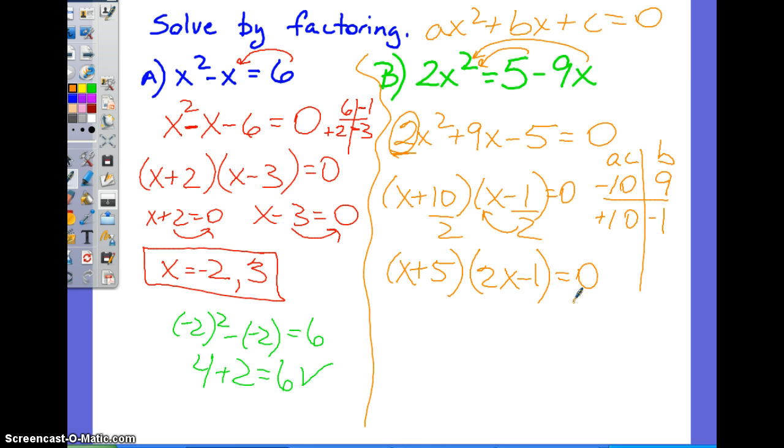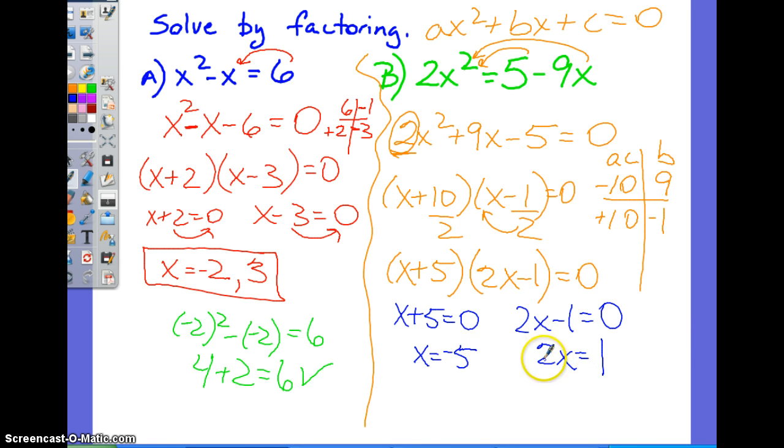Now at this point, I'm going to come back and solve. So I set each one of these equal to 0. And so I get x equals negative 5, and I get 2x equals 1. Now, I can't leave this 2x. I'm just going to go back and do the last step, which of course would be to divide by 2, so those cancel. So my final answer would be that x equals negative 5 and positive 1/2. Okay?